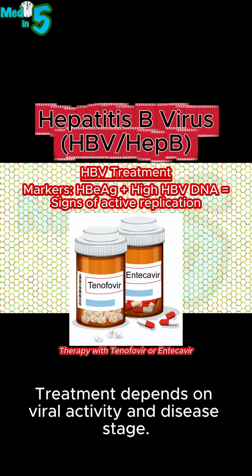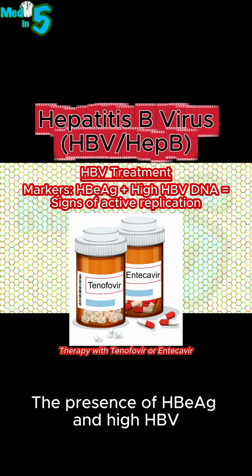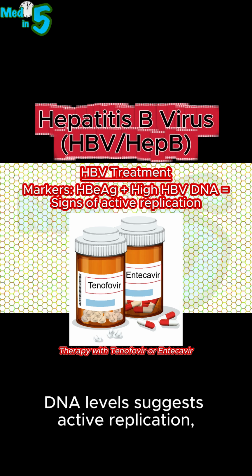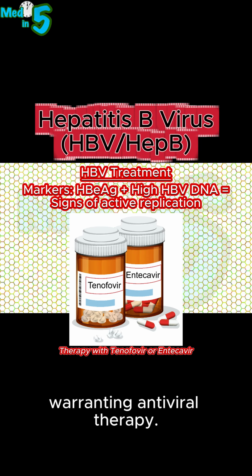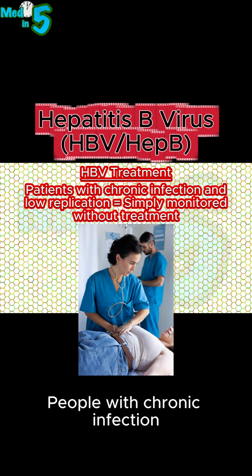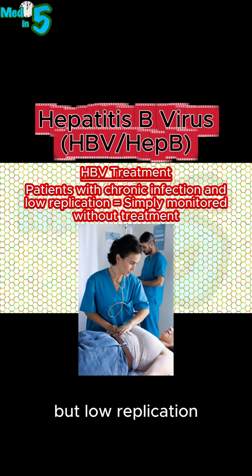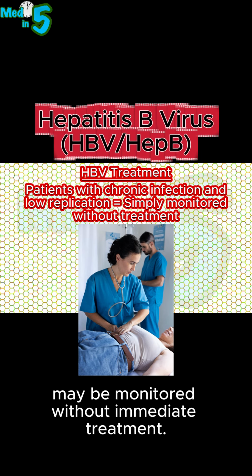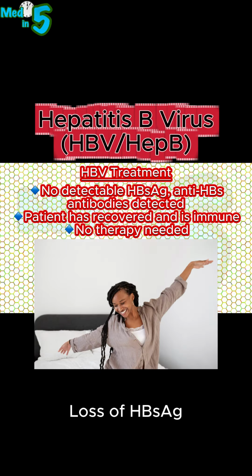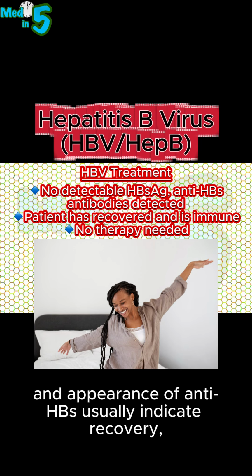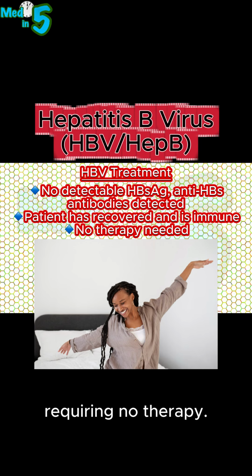Treatment depends on viral activity and disease stage. The presence of HBeAg and high HBV DNA levels suggests active replication, warranting antiviral therapy. People with chronic infection but low replication may be monitored without immediate treatment. Loss of HBsAg and appearance of anti-HBs usually indicate recovery, requiring no therapy.